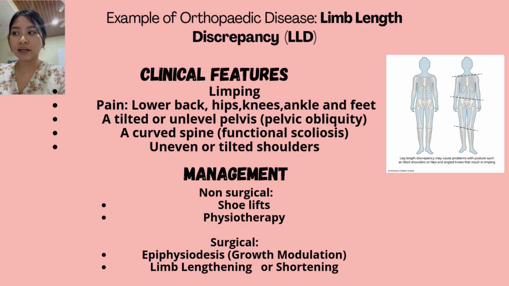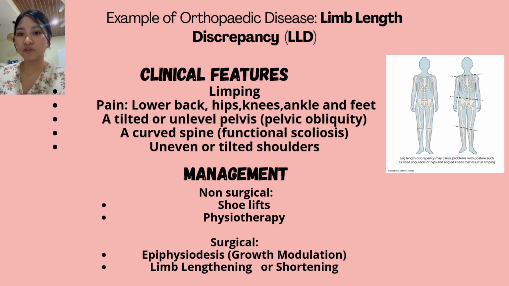Treatment of limb length discrepancy can be divided into non-surgical and surgical management, depending on the severity of the discrepancy, the patient's age, and functional impact. In mild cases where the difference is small and does not significantly affect walking or posture, surgical treatment may not be required. These patients can be managed conservatively using a shoe lift, which will help to equalize limb length and reduce strain on the pelvis and spine.